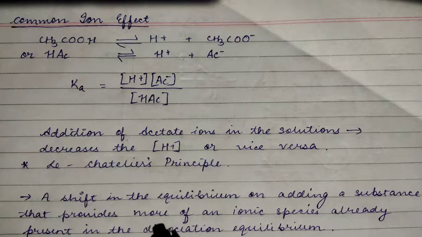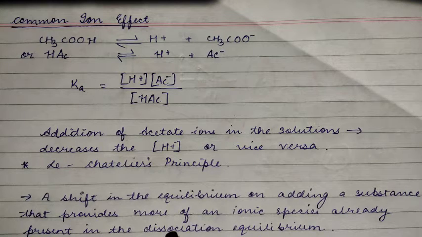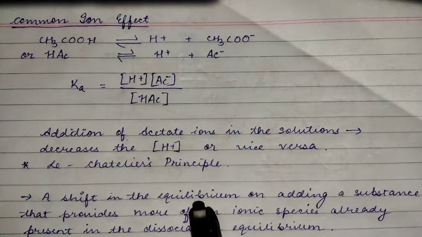So this means that whenever any reaction is occurring, you will get some ions, and those ions form equilibrium with the reactants. Now if you add extra ions which are already present in the solution or in the equilibrium reaction, then what will happen? This will shift the equilibrium in the backward direction.